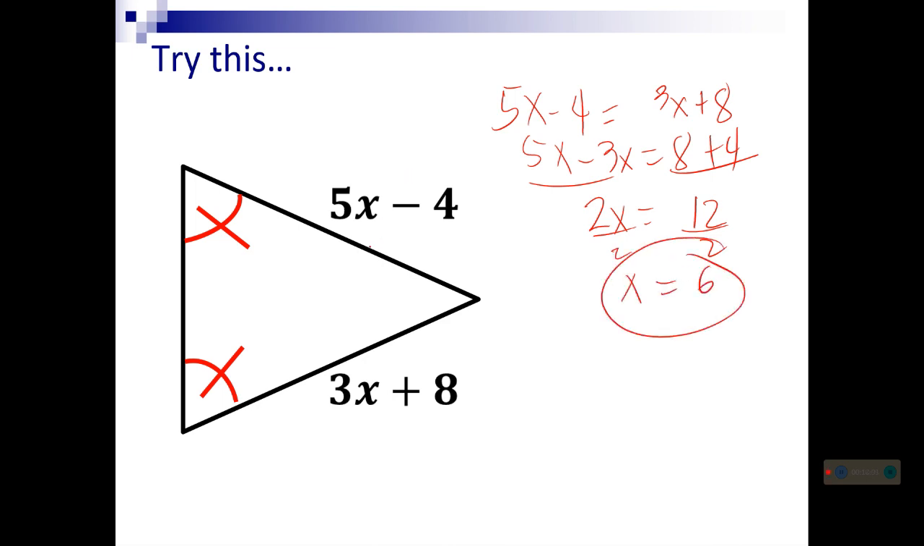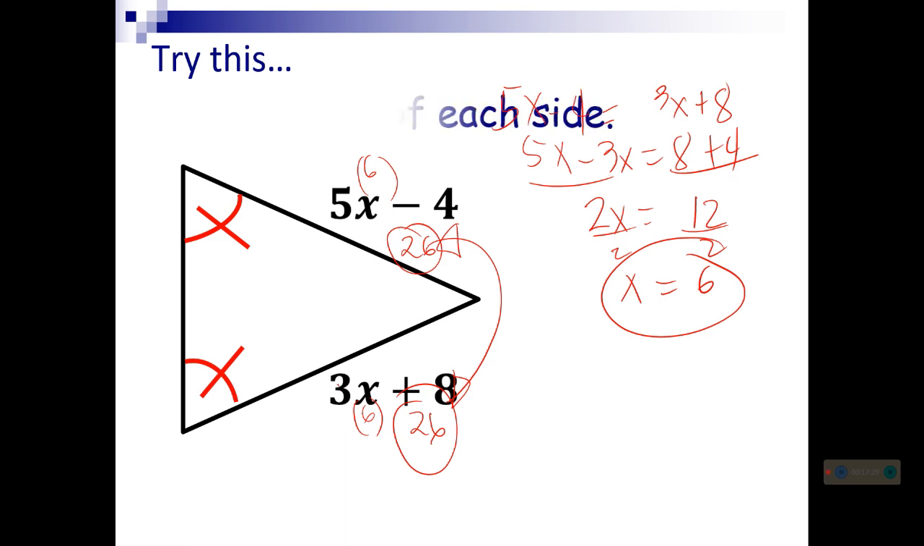If you are going to check if they are really congruent, let us check. 5 times 6 is 30 minus 4 is 26. How about this one? If we substitute 6 here, 3 times 6 is 18 plus 8 is equal to 26 also. So we have proven that the two legs are congruent. So, any question?